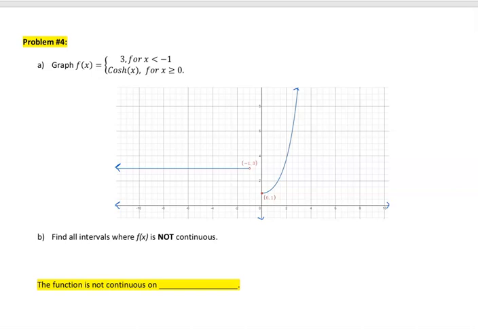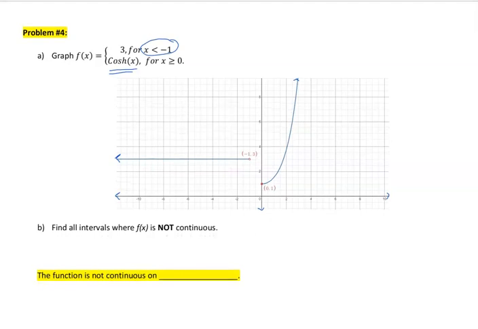Hi class, let's take a look at problem 4. For problem 4, we have a piecewise defined function, and I'm showing the pieces here. The first one is 3 for x less than 1, so not including that portion, and then we are including a portion of the cosh function for x greater than or equal to 0. So this is going to be our cosh function.